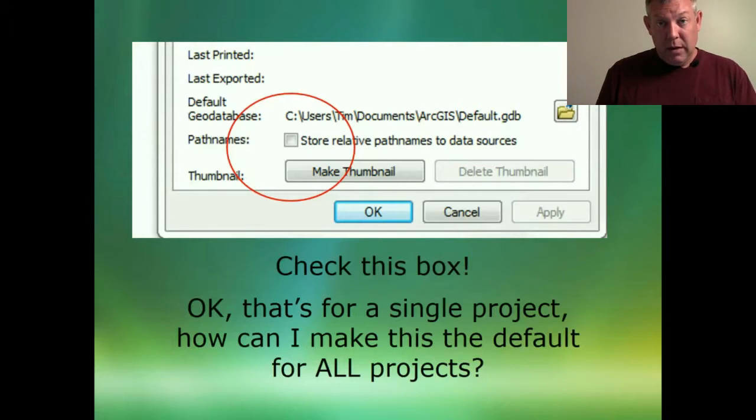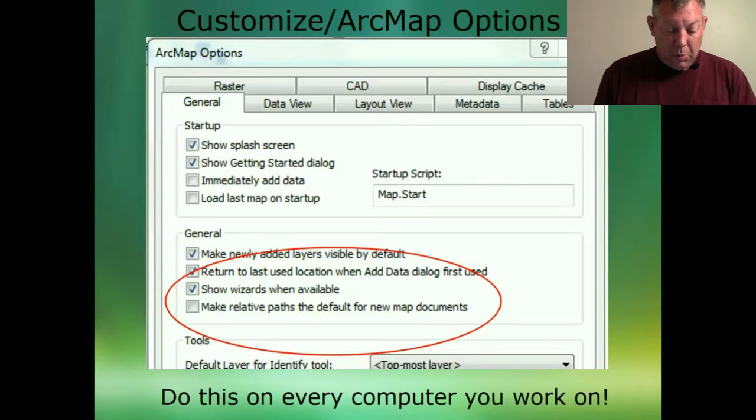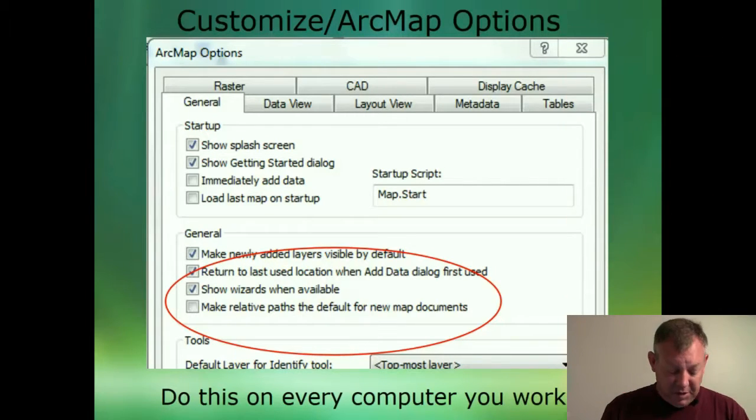But you don't want to have to remember that every time. So we're going to set that as the default for all your new projects. We do that by going to Customize, and then ArcMap Options, and on the General tab, right in the middle, there's an option that should be checked. In this example, it's not checked, but you want this box checked: Make relative path names the default for new map documents. You do this one time, you never have to do it again on that computer. But every time you go to a new computer, you're going to have to do this one time so you don't screw anything up. So keep that in mind. Again, a little bit later, I'll have a click-by-click example of this. This makes your life a million times easier.